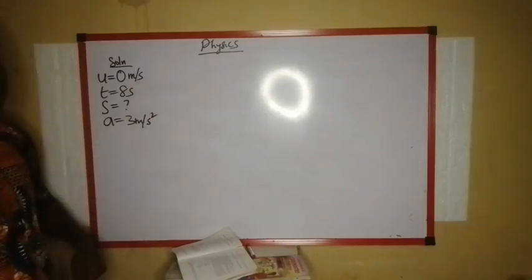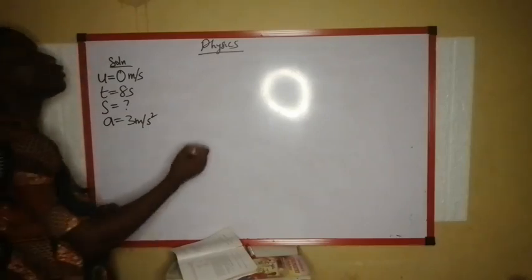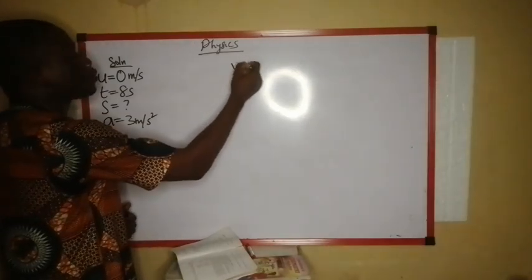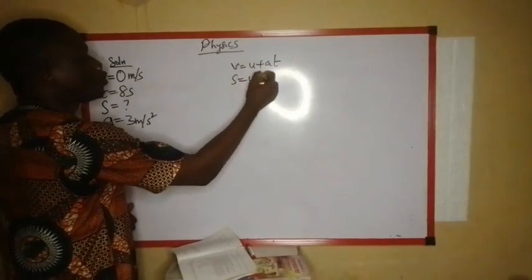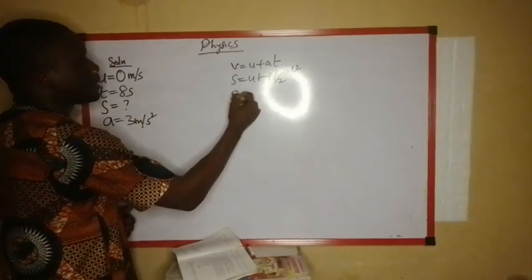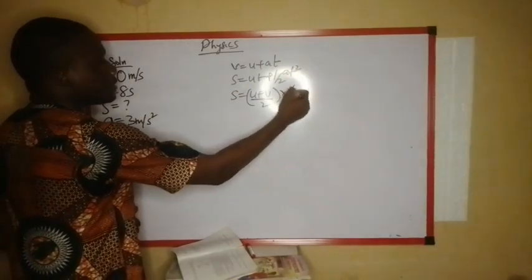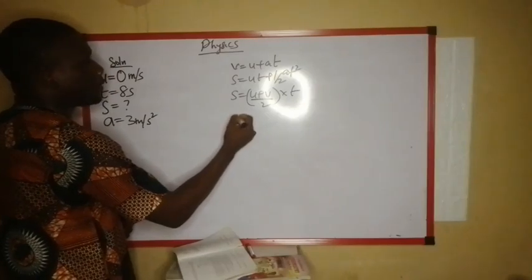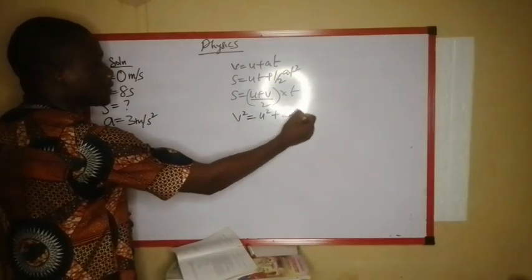Acceleration to be 3 meters per second square. So to solve this question, we are going to write down the 4 equations of motion again. We have v equal to u plus at. We have s equal to ut plus half at square. We have s equal to (u plus v) over 2 times t. Then we have the other one, which is v square equal to u square plus 2as.